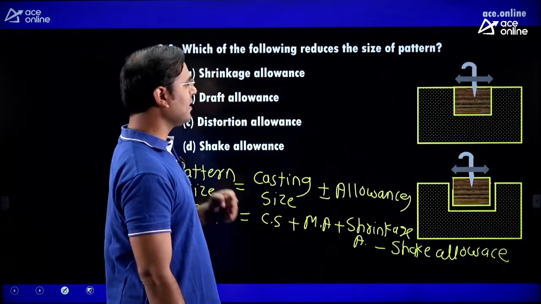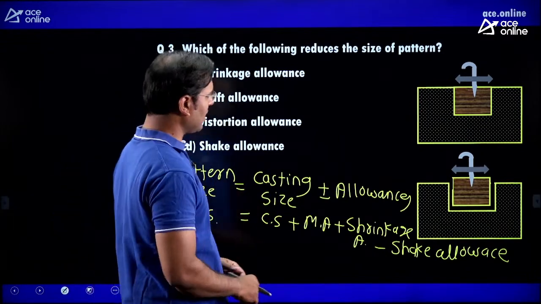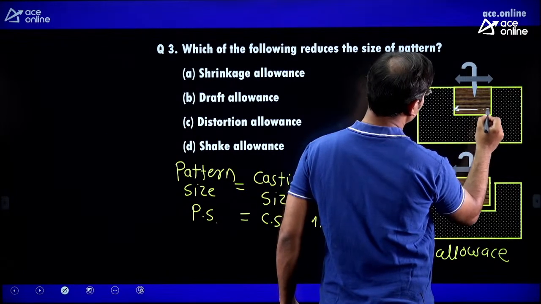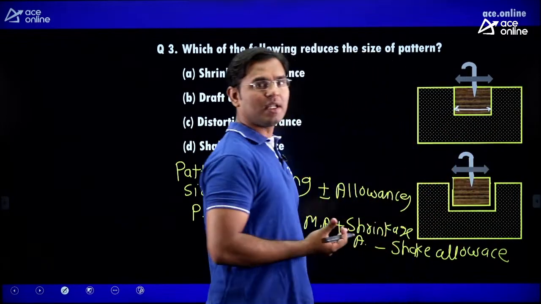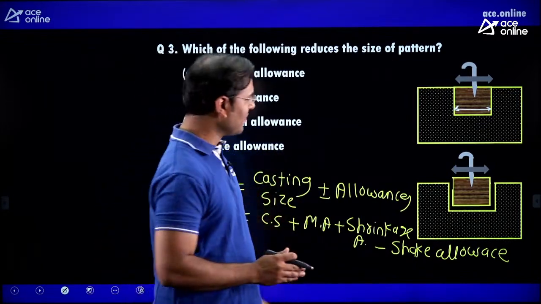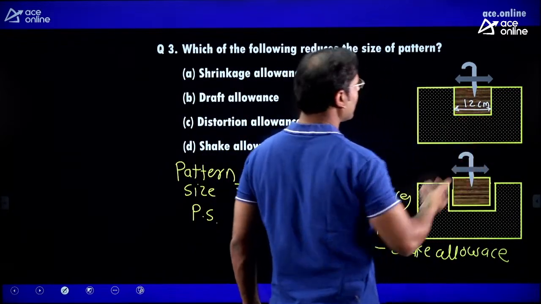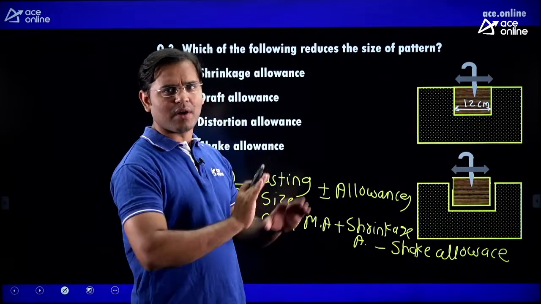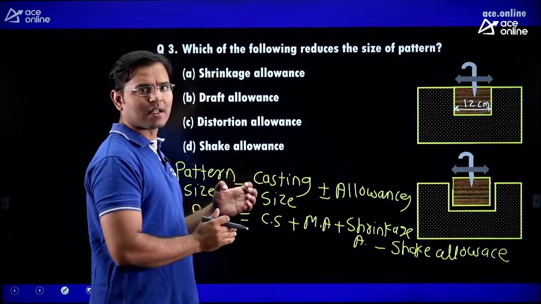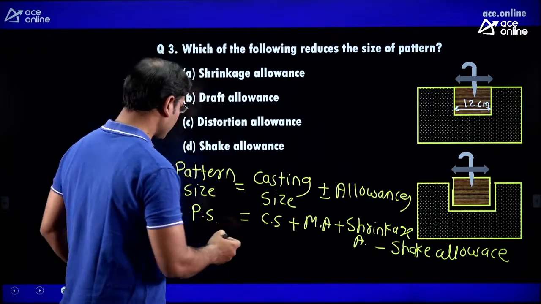Why are we writing minus shake allowance here? Just see, in the classroom I am giving one example. This pattern is of wood material, and this is a cubical pattern. This is a cube we have to manufacture by the casting method, and that cube has a side of 12 centimeter. Then all the dimensions are 12 centimeter. You can see that this 12 centimeter cube is the wood pattern. Then the pattern size is 12 centimeter.